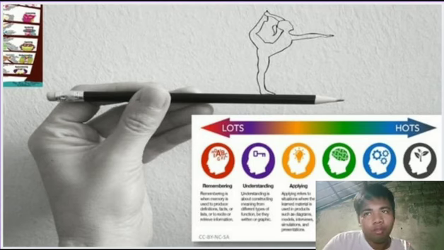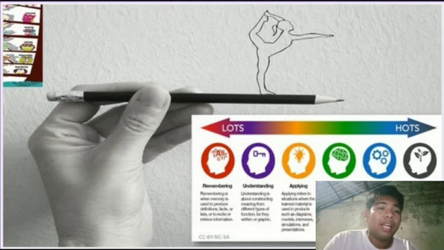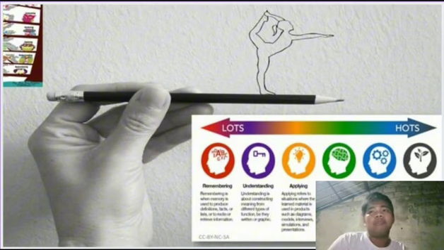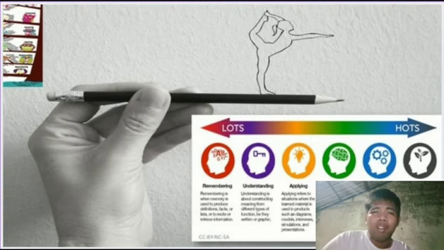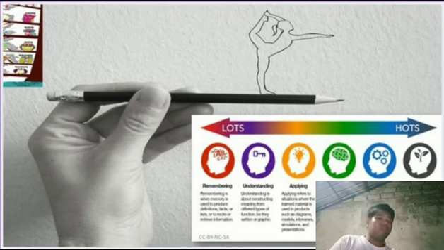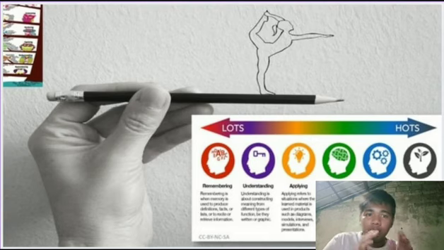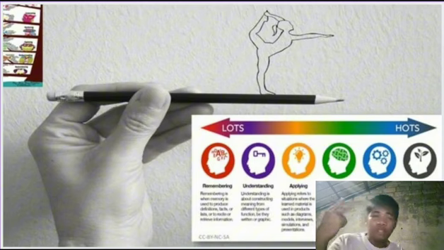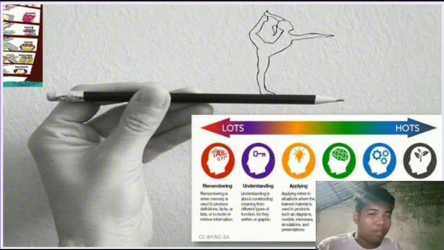Next is applying. I think applying is like a transition to higher order thinking skills, but applying is a level where students gain a new situation or solve a problem. In applying, you need to apply what you know in your study. And that's the lower order thinking skills: you remember, you understand, and you apply. Basically, that's the cycle that you need to do.